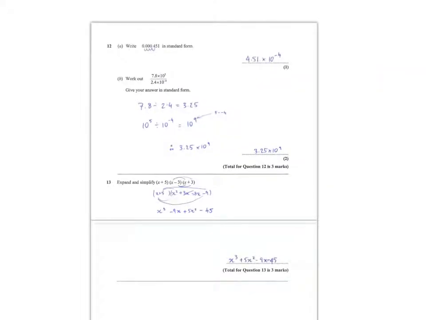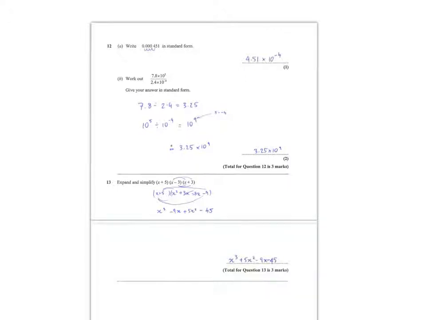Okay, when converting a decimal number into standard form, the key to standard form is remembering we need one number before the decimal point. So in this case we know our result is going to be something to do with 4.51. In standard form we have times 10 to the power of something, and that power tells us how many times I've moved the decimal point.